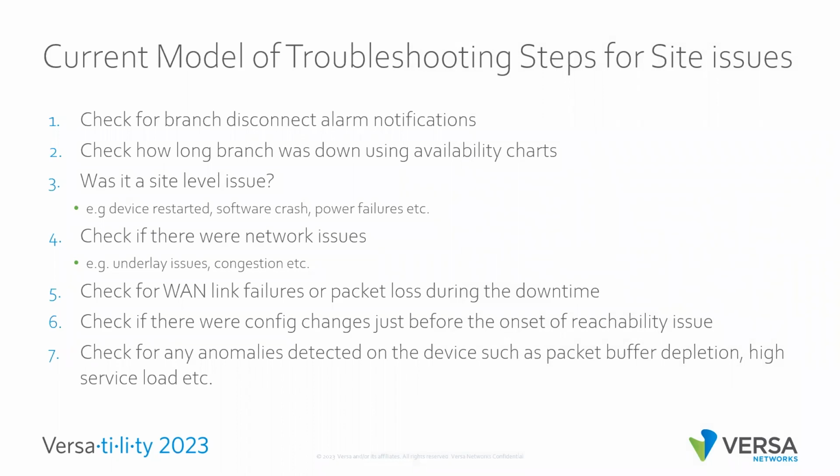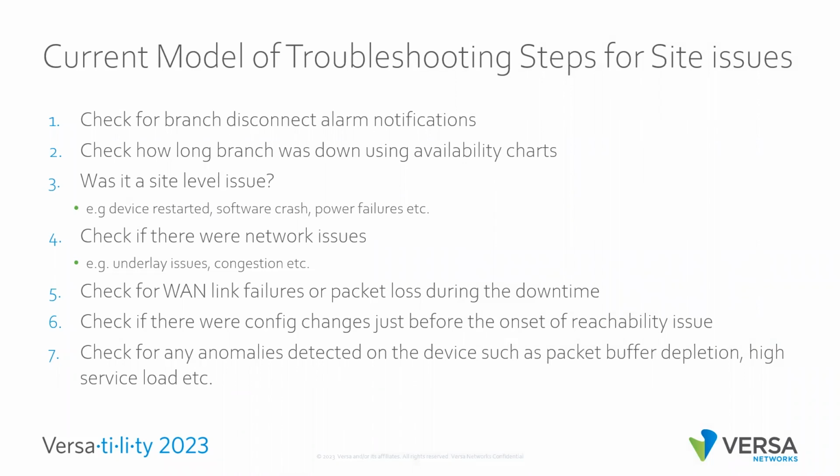One is if a branch received a disconnect notification, or if the branch was down for a long period of time: was it a local issue, like because of device restarting, software crash, power failures, etc., or was it because of network issues such as underlays, congestion? Was there any WAN link failure or packet loss during the downtime? Or was there a config push just before the device reboot, and because of misconfiguration, the device rebooted? Or were there any other anomalies detected, such as packet buffer depletion, high service load, etc.?